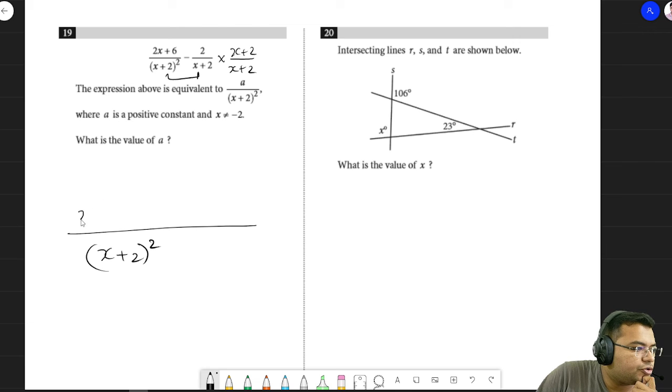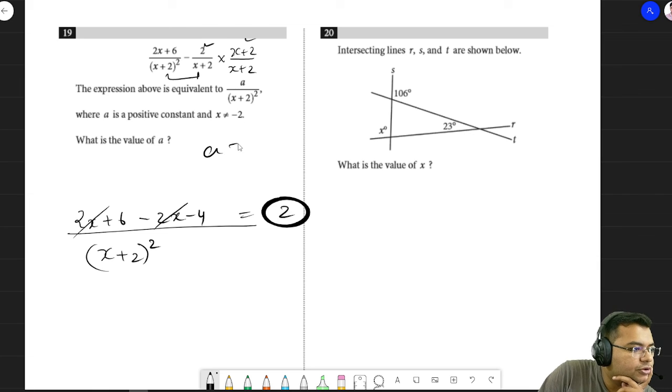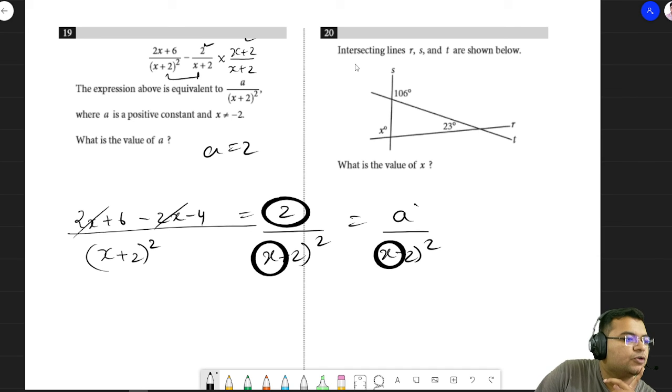Now it is 2x plus 6, which was there earlier, minus 2x minus 4, which is formed by multiplying this 2 and x plus 2. Okay, now I can see that 2x is cancelled, 6 minus 4 will be equals to 2. So the answer is 2. A equals to 2, because we have to compare this with a upon x plus 2 whole square. Okay, so the value of a is 2.